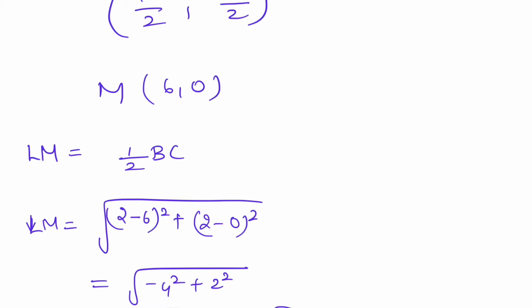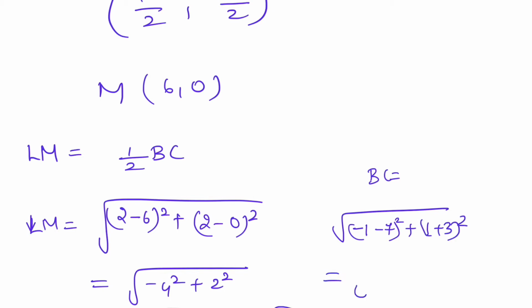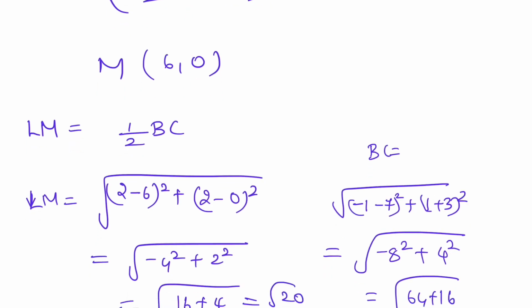Okay. Now what is BC? BC let us find in a similar way. (Minus 1 minus 7) whole square plus (1 plus 3) whole square will be equal to (minus 8) square plus 4 square, equal to 64 plus 16, equal to root of 80, right? Root of 80 you will get.